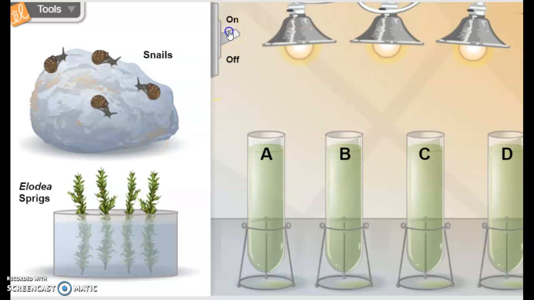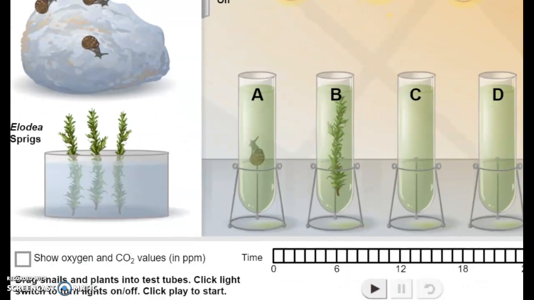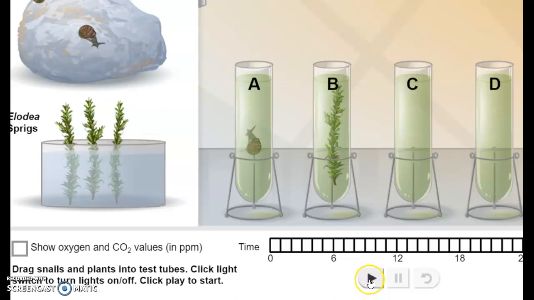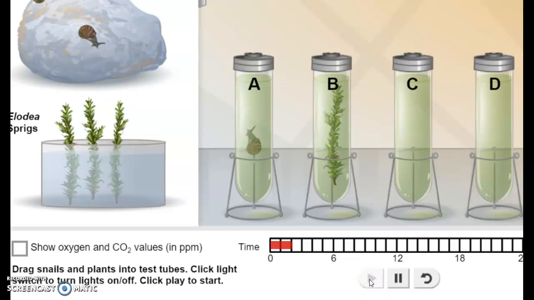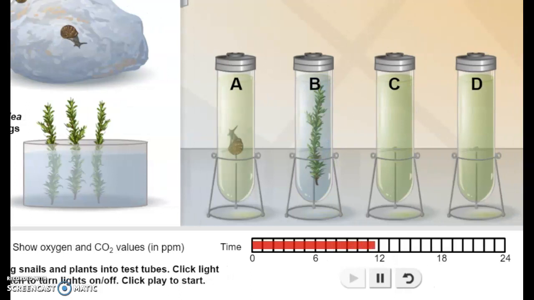So here you see we can turn the lights off. We can turn them on. We are to have the lights on. We're going to drag one snail into a test tube. And we're going to drag a plant, an Elodea sprig, into another test tube. We press play. Here is the play button. We're going to let 24 hours elapse.